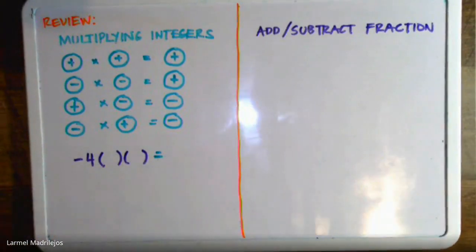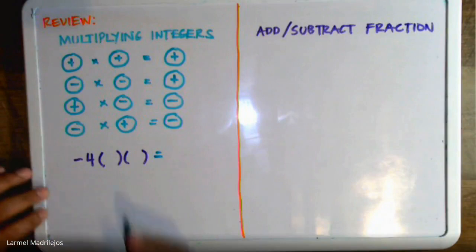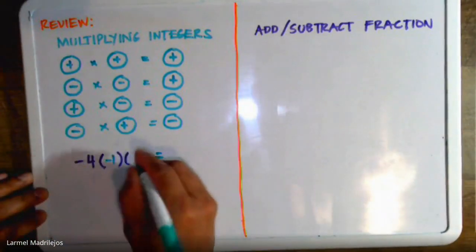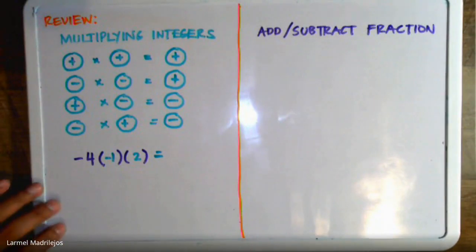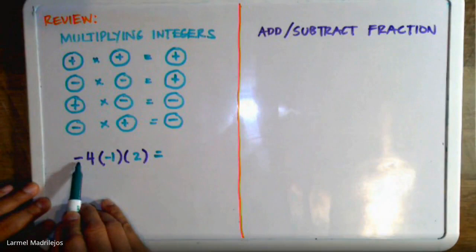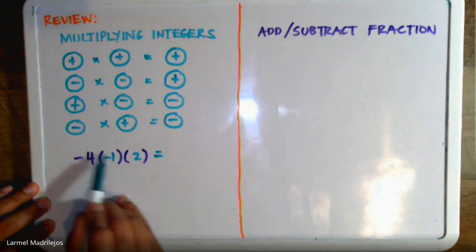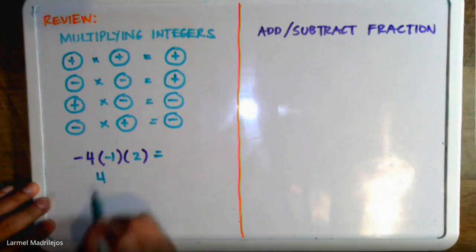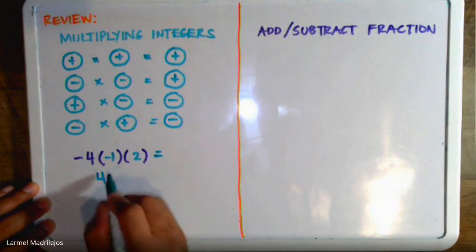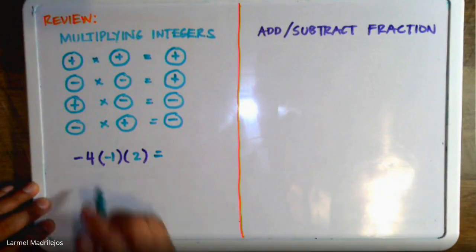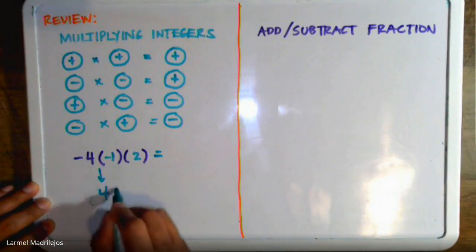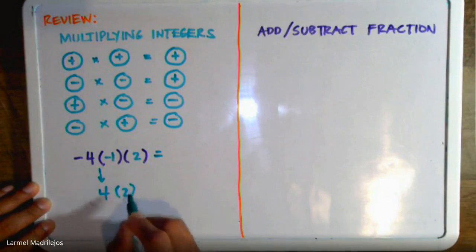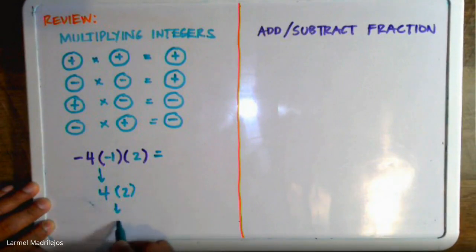I'll give an example. Let's say negative 1 for the first number, which is A, and positive 2. So I'm going to multiply first, negative times a negative. This value turns to a positive 4. Let's do it again. Negative times a negative, this value turns to a positive 4, multiplied by 2. This number turns to positive 8. So my answer is positive 8.